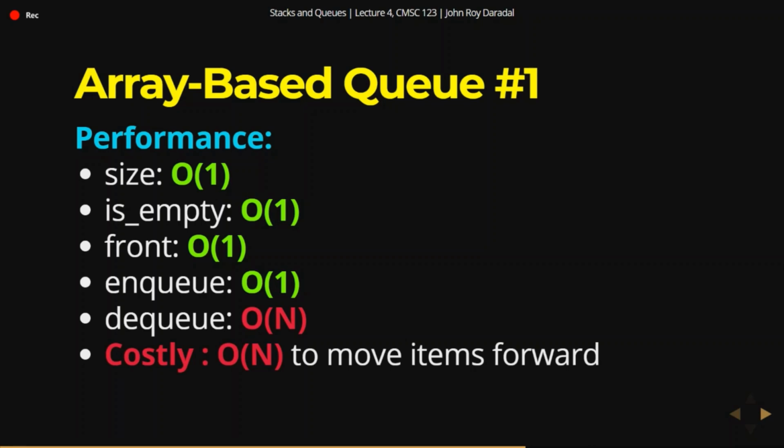And this is costly because we need to move the items forward. Okay, when we dequeue and remove the first item at index 0, we need to move all items forward. So at the worst case, let's say if the array is full, so it has n items, and if you remove the first item, you will have to move n minus 1 items forward. Okay, so that's why it takes O of n time to dequeue.